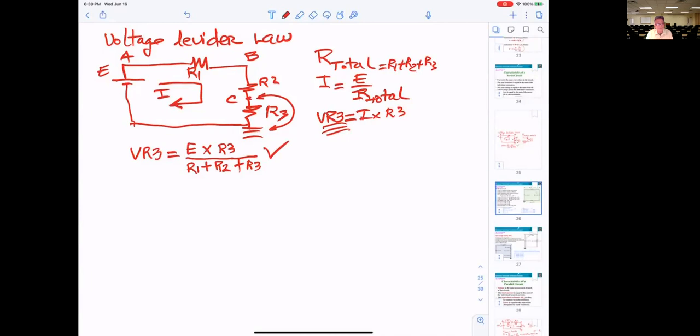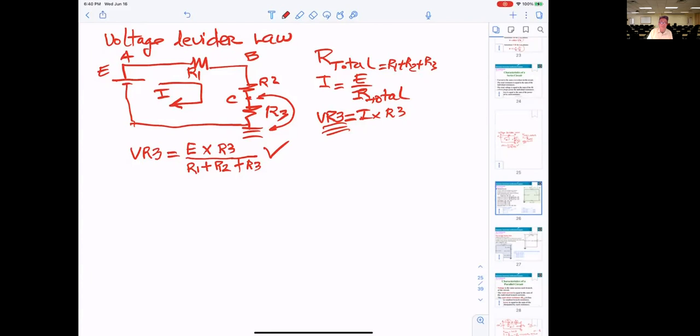So first thing you want the voltage across R3, okay? That means you take the total voltage E times R3. Then you have to divide by R1 plus R2 plus R3. If you divide by R1 plus R2 plus R3, that means you get the current. Then you times R3. That's just the formula.